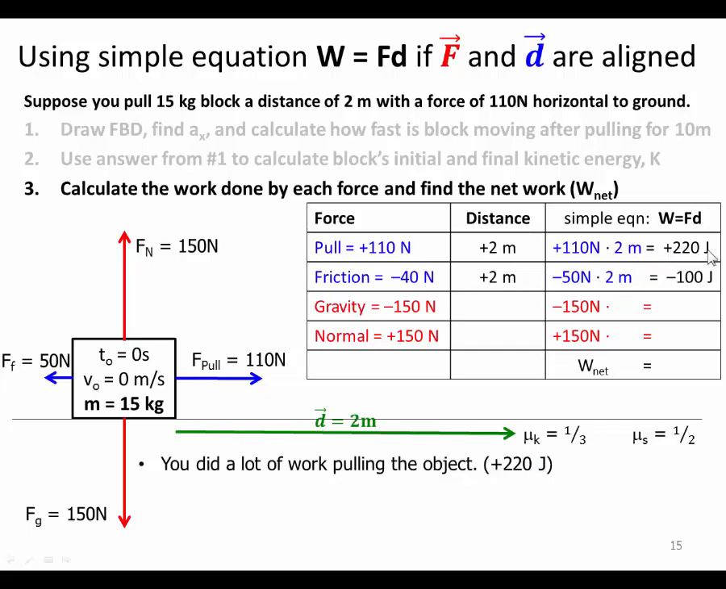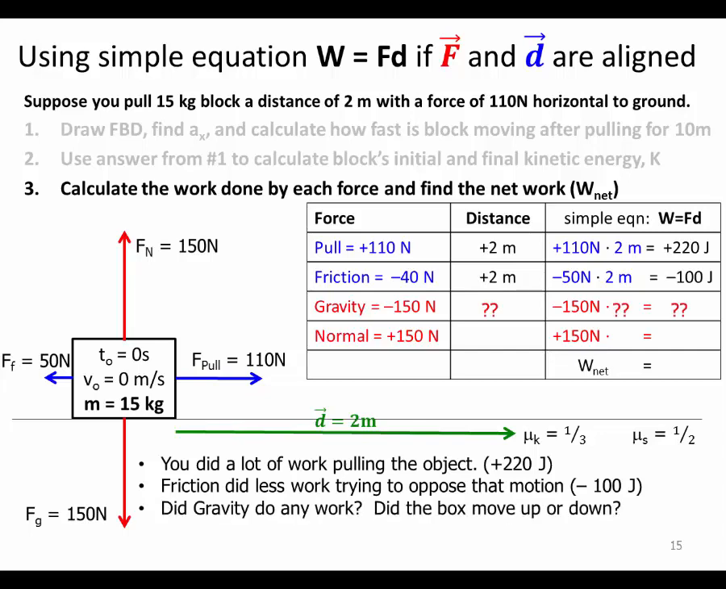We could have been pushing it or pulling it, it doesn't really matter which way we did it. And we can also see that friction did some work as well. It was working against us, so we have a negative sign, so we have negative 100 joules of work done by friction. The big question is, what about gravity?